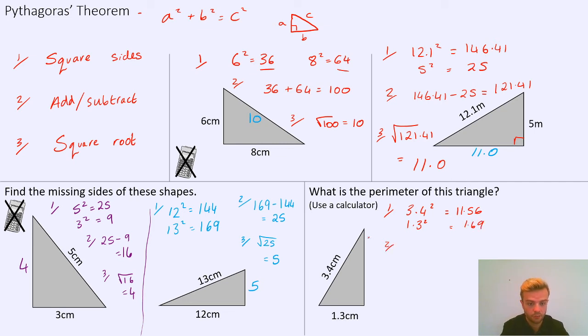We're finding a short side again, so we'll subtract one of those numbers from the other one. We'll subtract the smaller from the bigger. 11.56, take away 1.69, gives me 9.87. And finally, we square root that number to find the missing side.